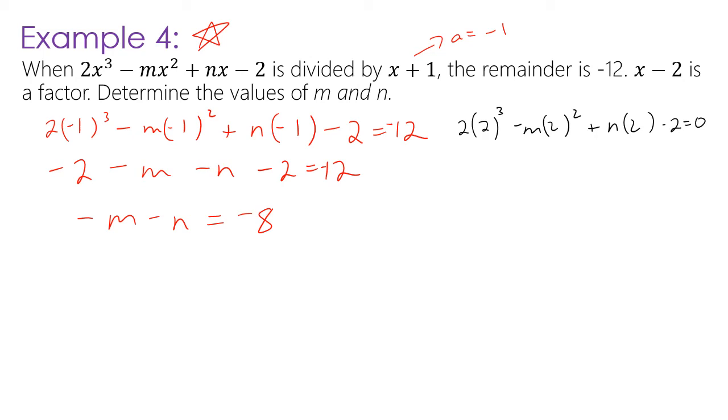Go through the math. 2 cubed times 2, 8 times 2, 16, minus 4m plus 2n minus 2 equals 0. Bring over that 16, so 16 minus 2 is 14. Bring that over, becomes -14. So -4m plus 2n equals -14.